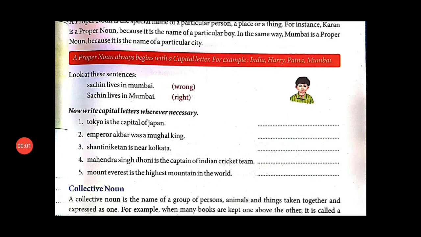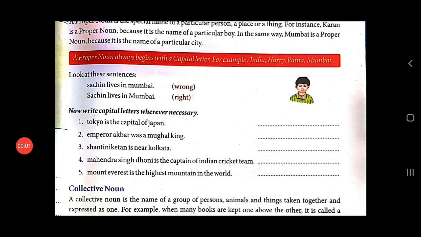Now let us go through the exercise which is given on page number 19 related to proper nouns. First of all, read the instruction. Write capital letters wherever necessary. You are given 5 sentences. You have to rewrite these sentences and check where the capital letter will come. As I told you, proper nouns begin with a capital letter. For the first sentence, I will give you the example and explanation, and then the rest you have to do.